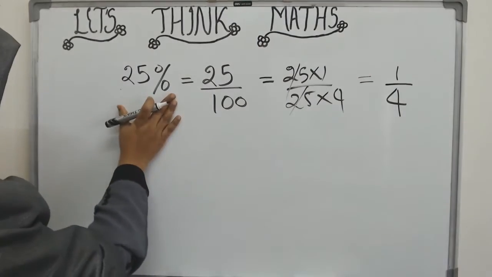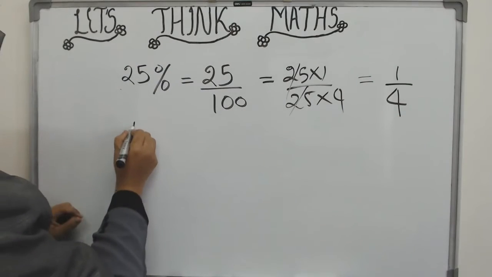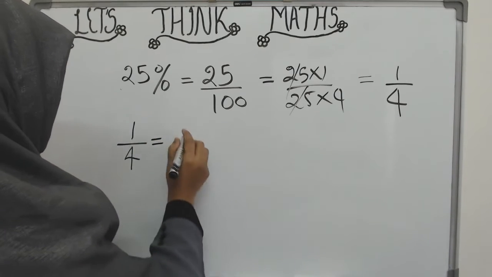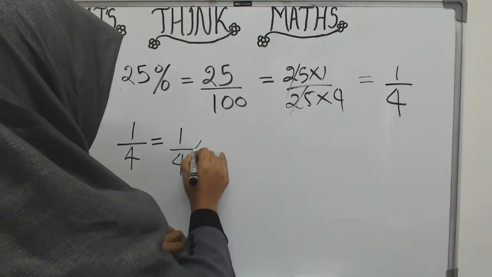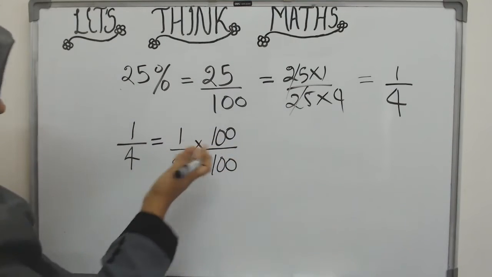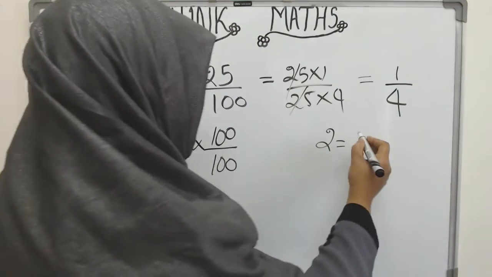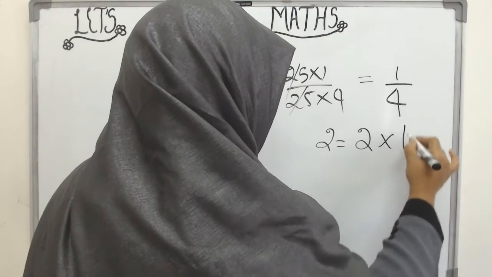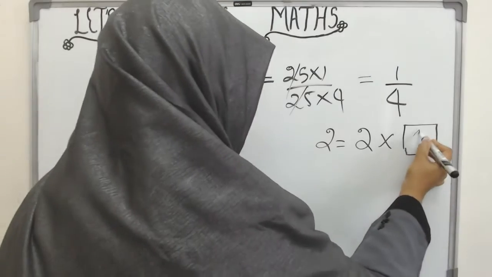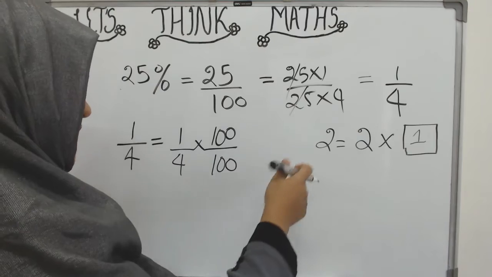Now, if a percentage can be converted into a fraction, how do we come back? This is how we do it. To convert a fraction into a percentage, we multiply it by 100 by 100. Now, what is the logic behind it? Suppose we take randomly the number 2. Now, what is the number which when multiplied with 2 gives 2 itself? It is 1, right? 1 is the only number which when multiplied with any number will give the number itself.